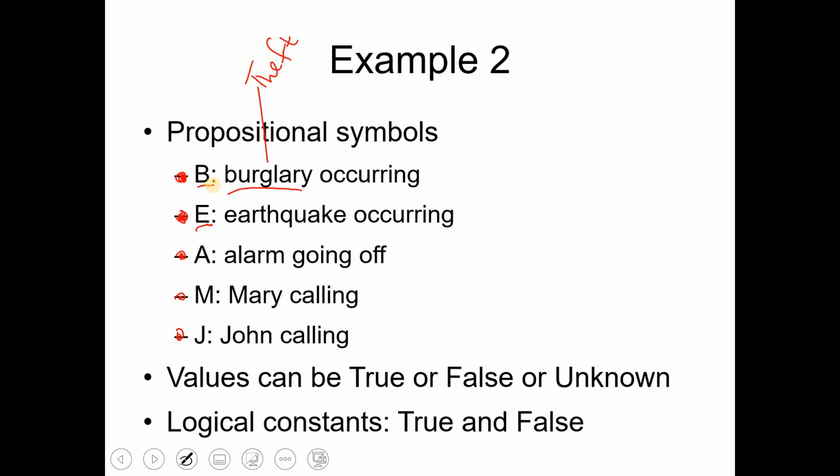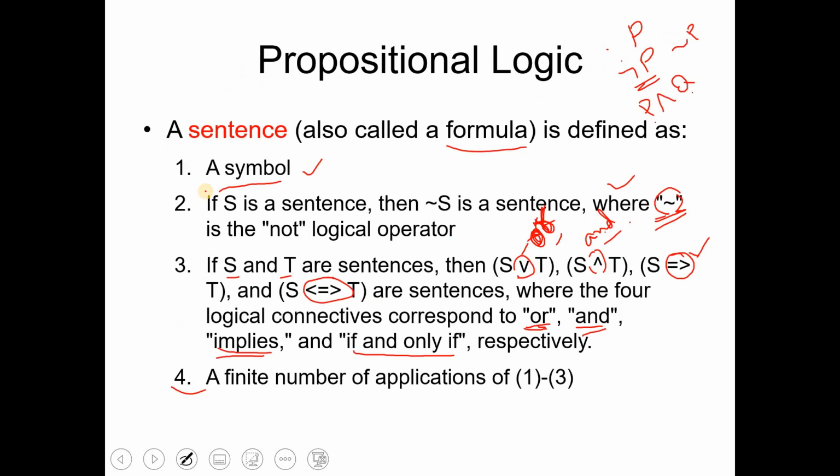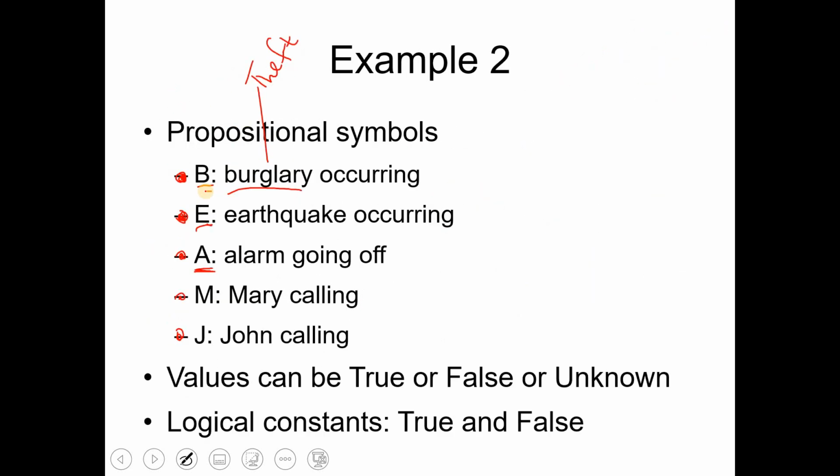Then there is another symbol A that represents the alarm. It goes off. So burglary occurring is an event, and alarm goes off is another event. Mostly you will see that these symbols represent some sort of event in life. In some problems they represent events. For example, over there they represent some behavior, some adjective, but here they represent events.